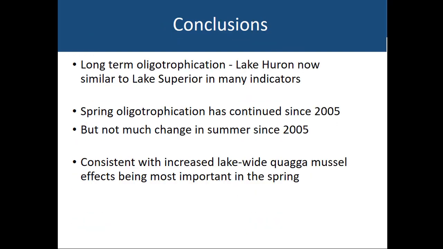So you do have long-term oligotrophication of this lake. It will not produce as much fish as it used to. Spring oligotrophication has continued since 2005 and is further lower productivity in the spring, but not much change in the summertime when you look at these two recent time periods. And these kinds of changes overall, I think, are consistent with the increase in lake-wide quagga mussels and the effect of those being most important in the spring.